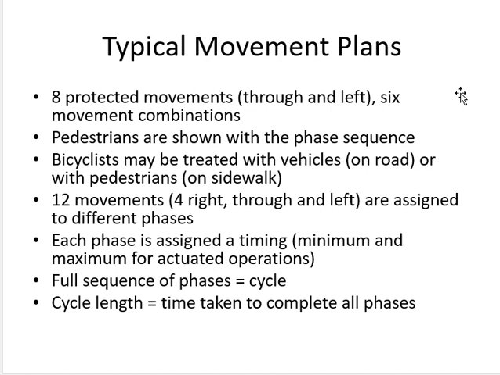So one phase means the timing which is assigned for one movement. The signal timing assigned for one movement is called a phase. And if you add the timing of all phases, we call it a cycle. The time which is taken by one cycle is called the cycle length. It's called length, but it is time. Got it?